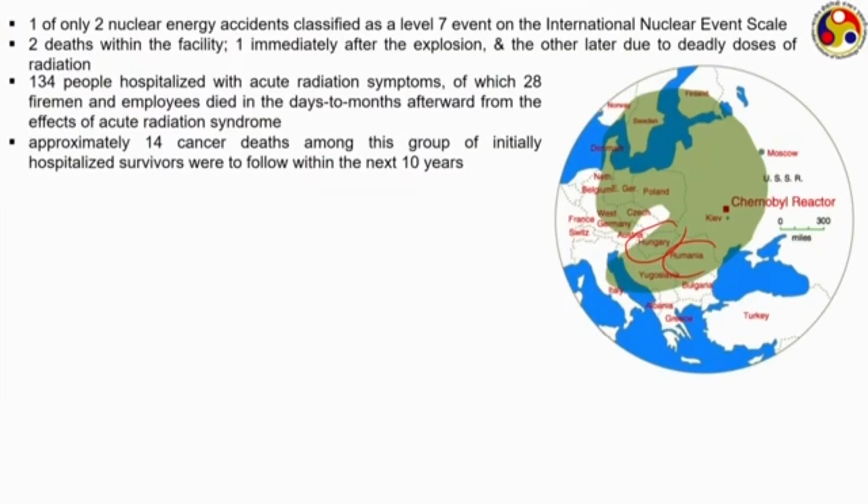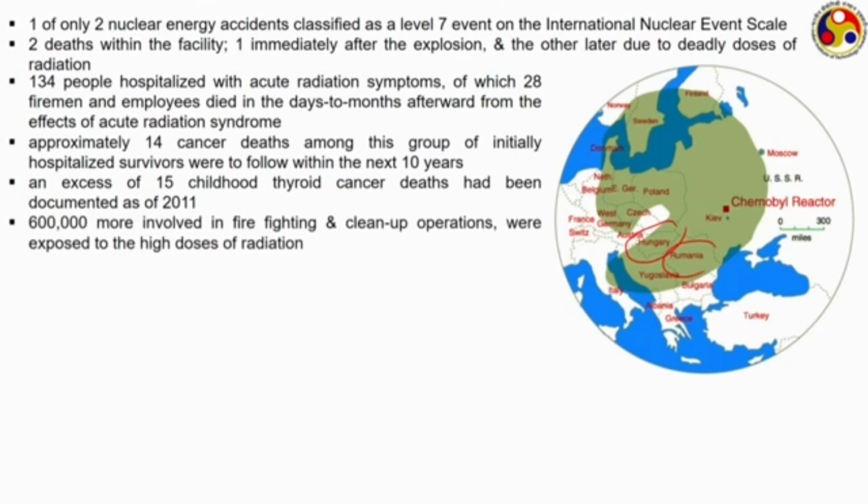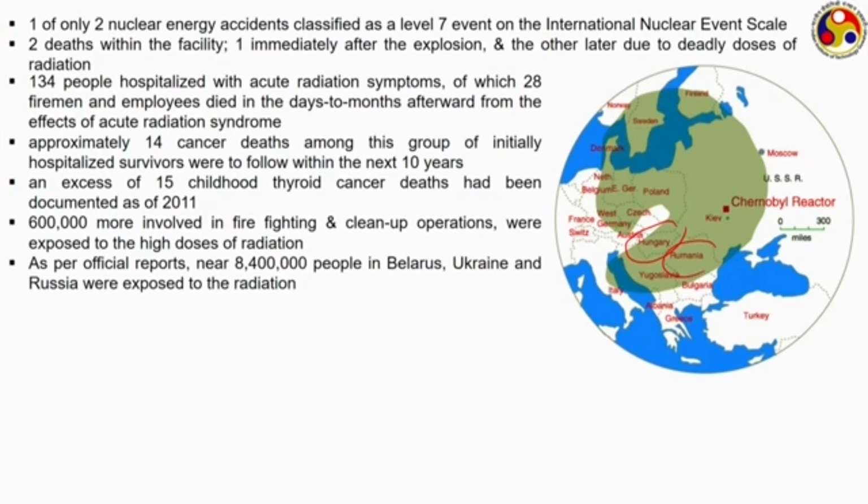Approximately 14 cancer deaths among this group of initially hospitalized survivors were to follow within the next 10 years, I should say. This is data from 1996, so it might have increased by now. An excess of 15 childhood thyroid cancer deaths has been documented as of 2011. 600,000 more were involved in firefighting and cleanup operations, and they were exposed to high doses of radiation. As per official records, over 84,000 people in Belarus, Ukraine and Russia were exposed to the radiation. Just by seeing these numbers, you can get an idea about the magnitude of the event. I repeat, this is called the largest man-made accident in the world.